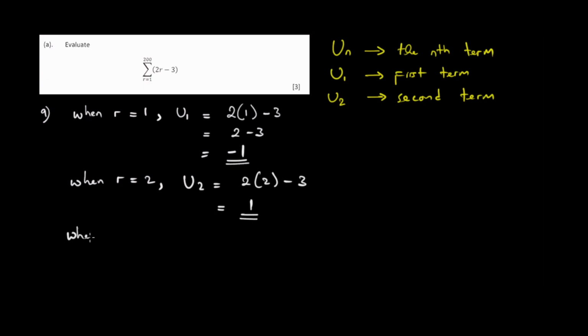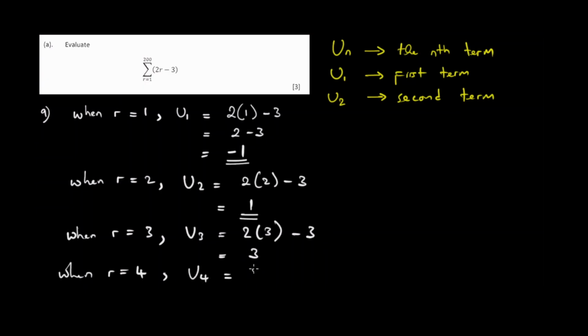Next, when r is equal to 3, the third term is what? 2 times 3 minus 3, which is 6 minus 3. What is 6 minus 3? It is 3. And then lastly, when r is equal to 4, the fourth term is 2 multiplying 4 minus 3, which is, what is 2 times 4? That's 8. 8 minus 3 is 5. So it's equal to 5.